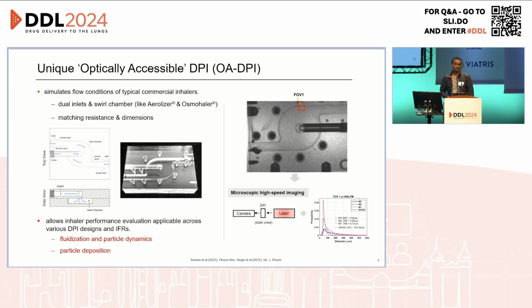One of the characteristics that could be analyzed is the fluidization and the particle dynamics. In this respect, our group member has recently published a paper characterizing the flow dynamics inside this DPI device using a high-speed camera, with a laser backlit to illuminate the plane of imaging here. The other characteristic which I'm going to present here is the particle deposition inside the DPI.